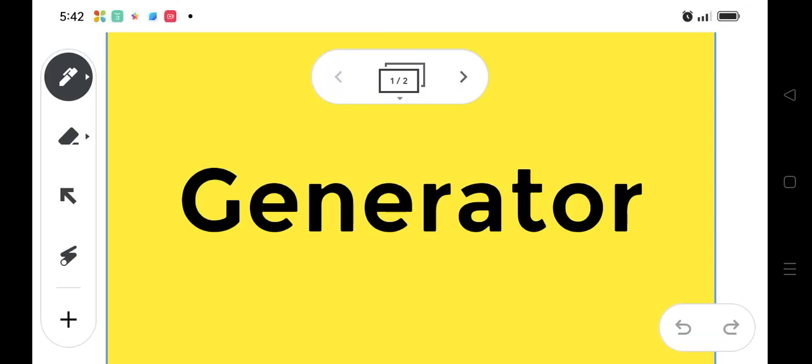Today we are discussing how a generator works. What are the principles behind it? Okay, so shall we start?